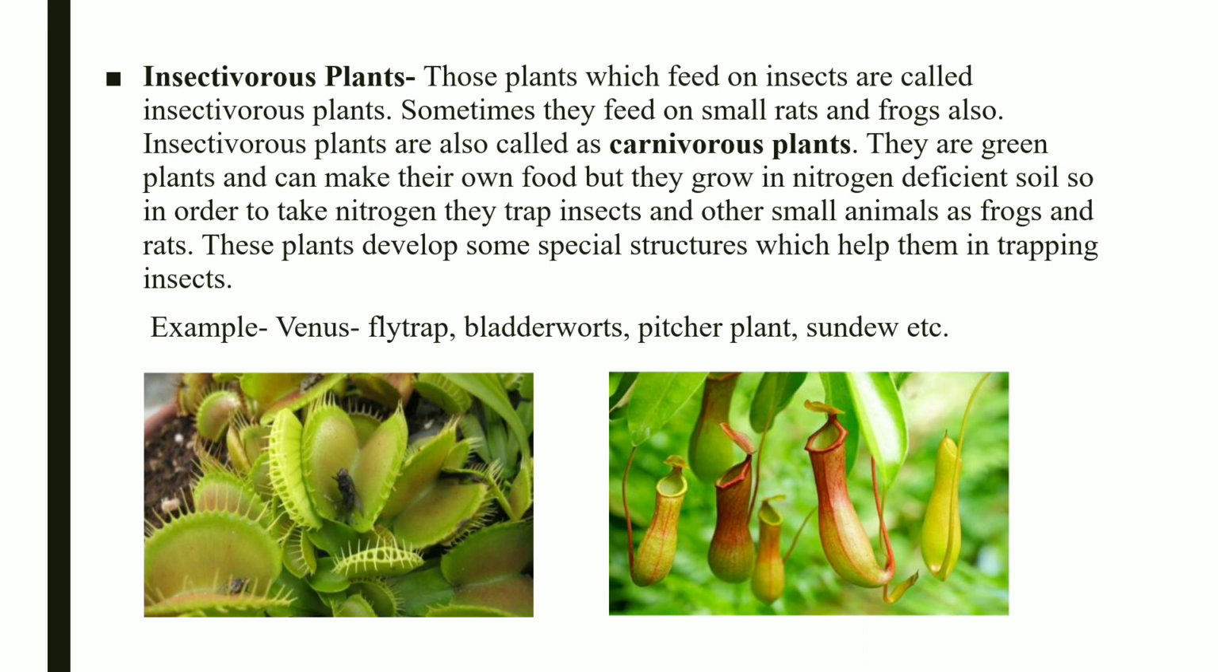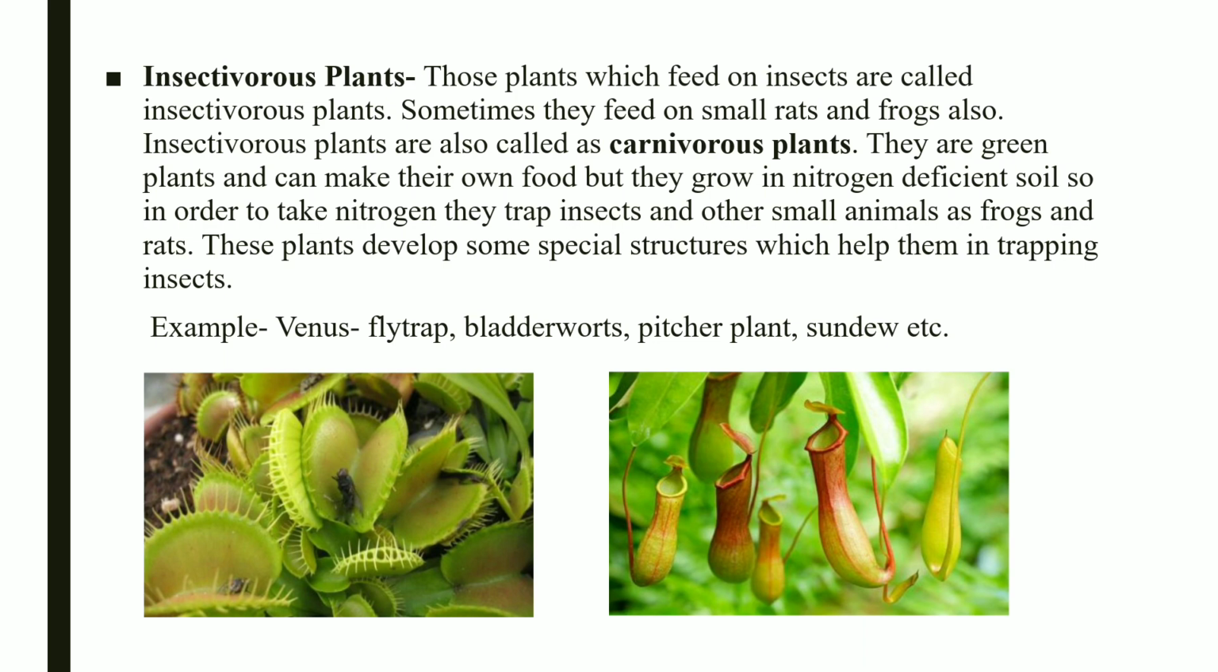As the name suggests, insectivorous. The term insectivorous is made up of two words, insect and vorous. Vorous means eaters, means the plants that feed on insects. Those plants are called insectivorous. In some cases, they can feed on some small animals such as rats and frogs also. Students, these insectivorous plants are also called carnivorous plants.